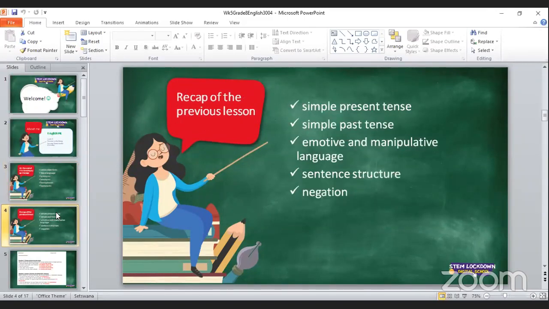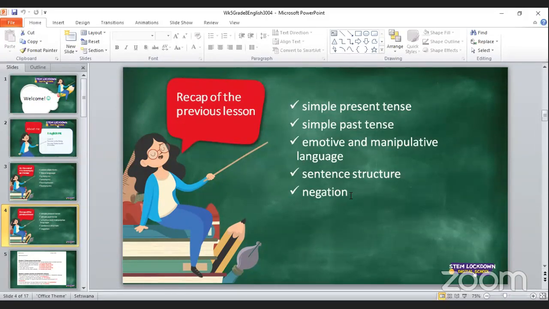But before we continue with today's lesson, let's recap what we did yesterday. Yesterday we did simple present tense, simple past tense, as well as emotive language, manipulative language, sentence structure, as well as negation.